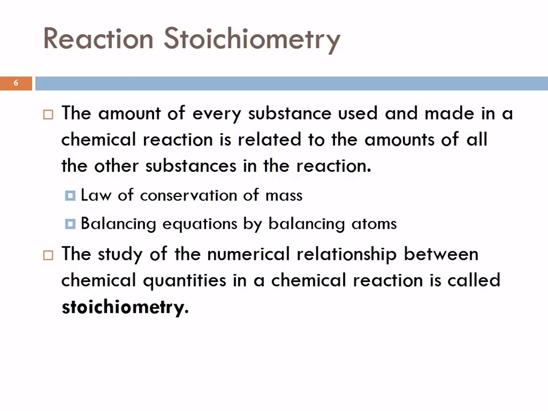So stoichiometry is the study of the numerical relationships between chemical quantities. If I start with 5 grams of octane, how many grams of carbon dioxide? That's a stoichiometry problem, looking at quantities in chemical reactions. The law of conservation of mass is definitely in effect here. These are chemical reactions, not nuclear reactions. The mass of substances you start with is equal to the mass of substances that you end up with. Atoms are not created or destroyed. And the equations are balanced by balancing the atoms, because it's the individual atoms being rearranged that cause the chemical reaction.